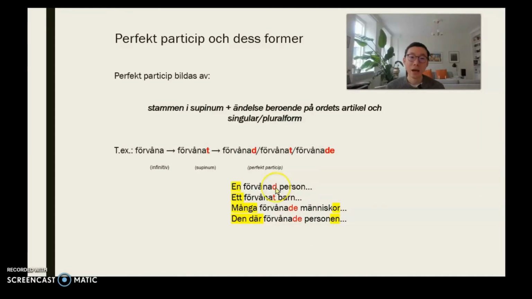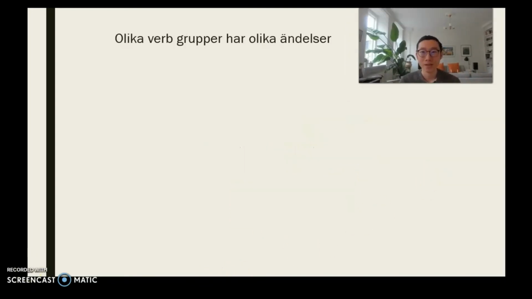So the ending D is for en word, T for ett word, de for plural, de is also for definite form. Den där förvånade personen, that shocked person. Okay, now we know how it works and how we should conjugate them as if they are adjectives. But how should we remember them? How should we learn them? So now let's go into this.